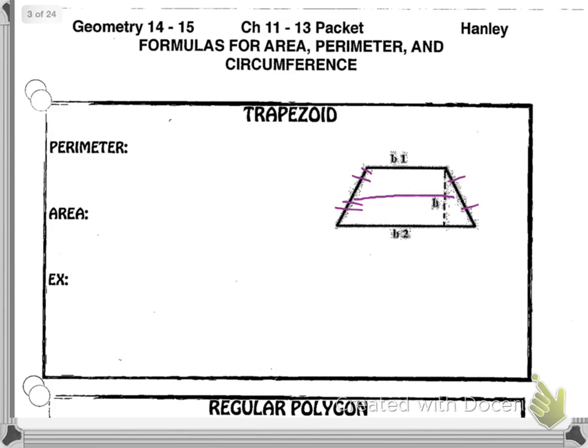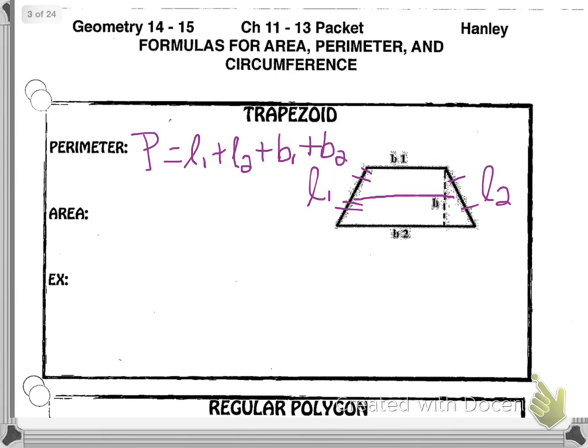Okay, so for perimeter, again, you're adding up all the sides, and let's call each of the legs leg 1 and leg 2. They don't have to be congruent. If it's isosceles, they will be, but again, they don't have to be. So we have leg 1 plus leg 2 plus base 1 plus base 2. So by adding all four of those sides together, you would end up with your perimeter.